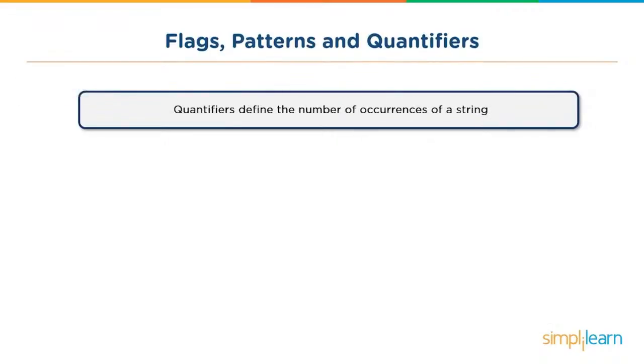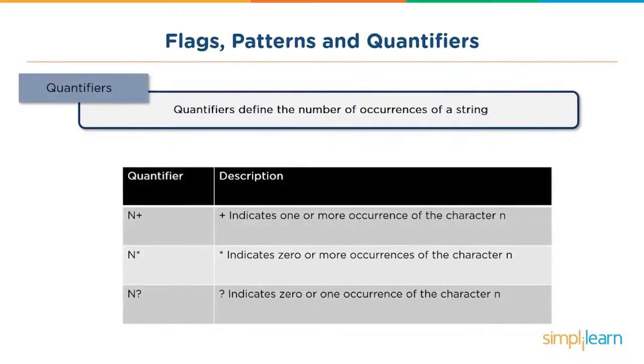So moving on, we have quantifiers. Now these quantifiers define the number of occurrences of a particular string. Now consider n to be a string. So we have 3 quantifiers here. We have the plus, we have the asterisk, and we have the question mark. So plus indicates one or more occurrence of the character n. Alright. And the asterisk indicates 0 or more occurrences of the character n, while a question mark indicates 0 or 1 occurrence of the character n.